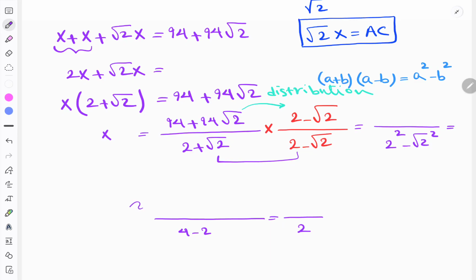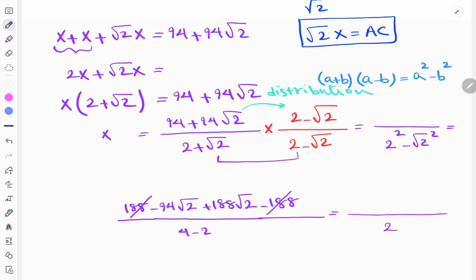94 times 2 is 188. 94 times minus radical 2 becomes this. 94 radical 2 times 2 is 188 radical 2. And last terms, 94 radical 2 times minus radical 2 is going to be minus 188. Okay, and now we can cancel out positive and negative 188. The denominator is 4 minus 2, which is 2.